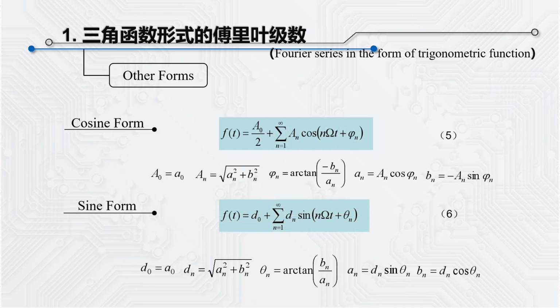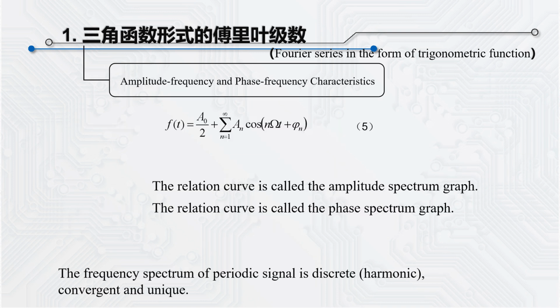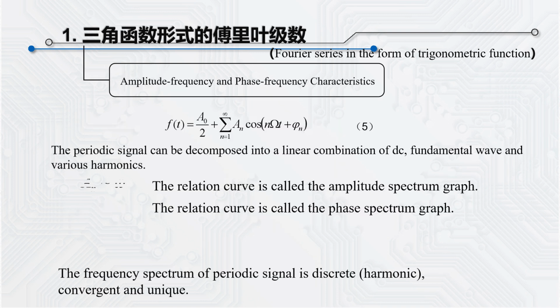We can also expand a periodic function into other forms of Fourier series, such as the cosine form, as shown in Formula 5, or the sine form, as shown in Formula 6. In Formula 5, the periodic signal can be decomposed into a linear combination of DC, fundamental wave, and harmonics.